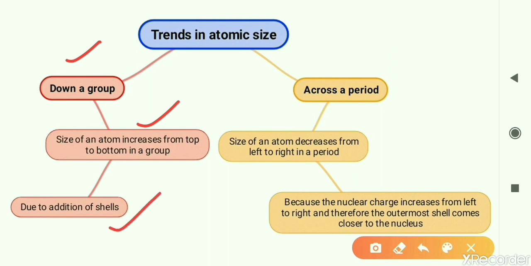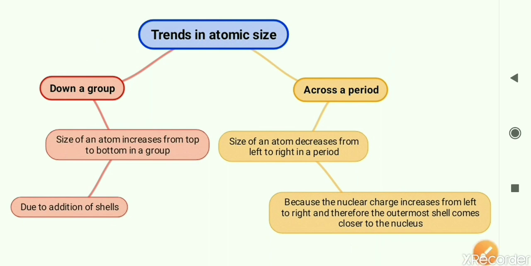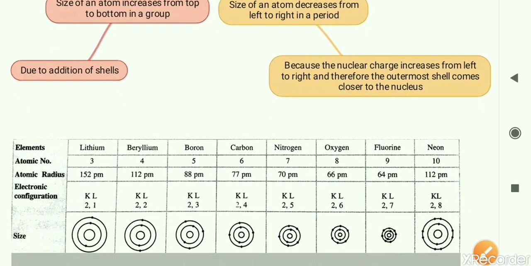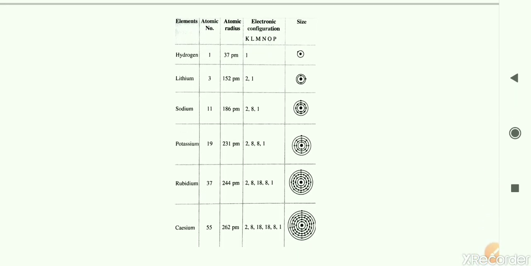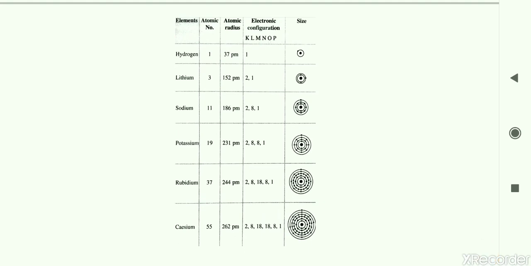The reason being the addition of new and new shells. As we move downwards in a particular group, what is happening is the number of shells is increasing. For this as an example, I've taken this table for reference from our textbook. You can refer to it in your class textbook.